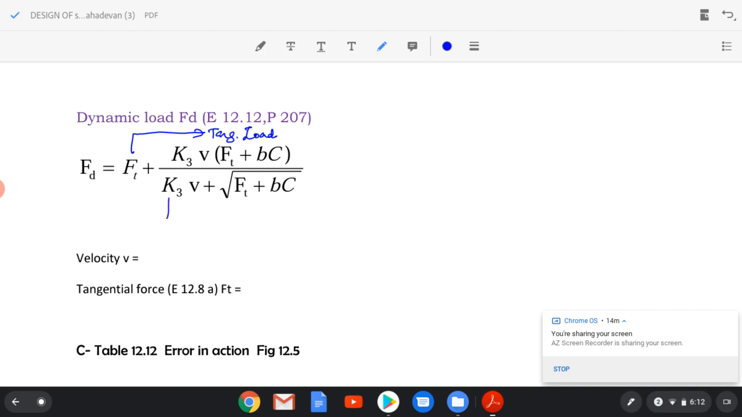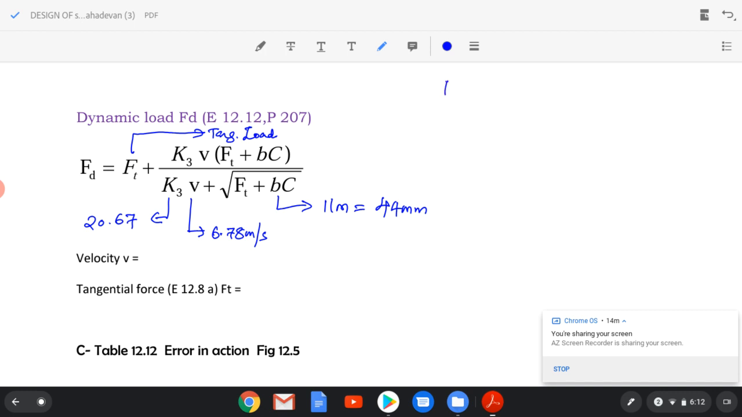Then K3 is given as 20.67. It is given in the data book on page 207. V is the velocity. We have already found the velocity for 4 mm, that is 6.78 meter per second. B is known. B equal to 11 m equal to 44 mm. Now we have only one unknown value, C.